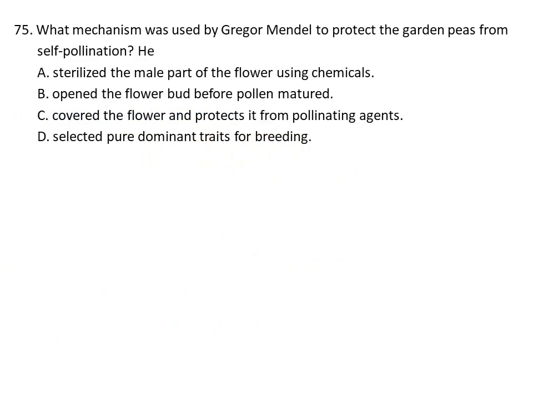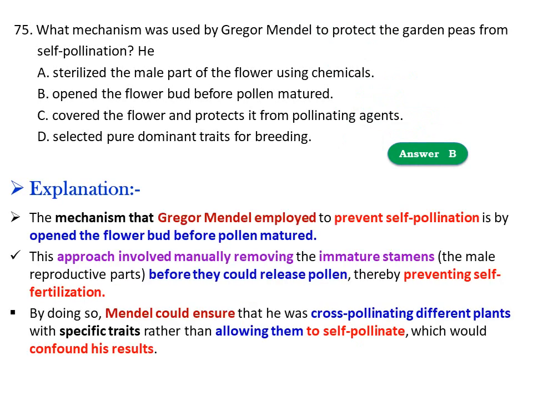Question number 75. What mechanism was used by Gregor Mendel to protect a garden pea plant from self-pollination? So the answer will be B, opened flower bud before pollen matured. So the answer will be B perfectly.